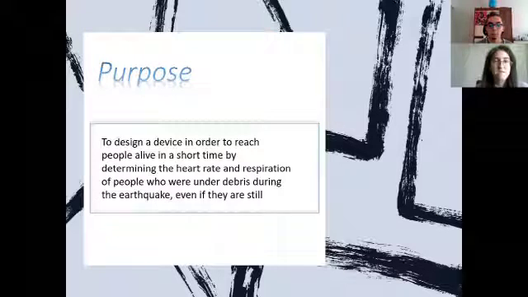We designed this device to reach people alive in a short time by determining the heartbeat and respiration of the people who were under the rubble, even if they were inactive.